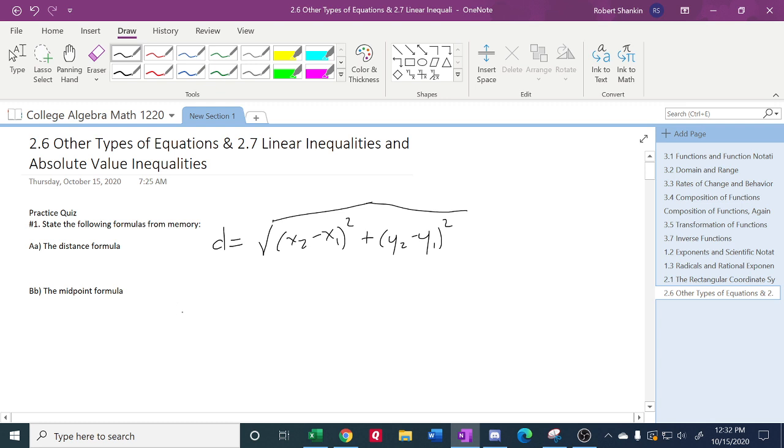The midpoint formula. The midpoint is you average the x coordinates, average the y coordinates. Subtraction in the distance formula, addition and dividing by 2 in the midpoint formula. Look at how they are similar and different.